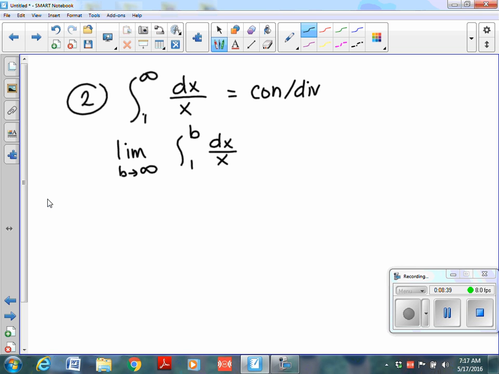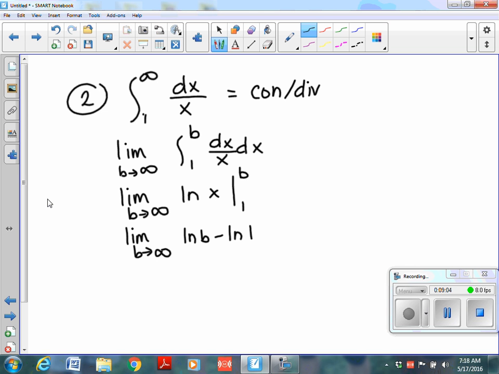The next thing I'm going to do is find the limit as b approaches infinity. And this is 1 over x, and when you integrate 1 over x, you get the natural log of x from 1 to b. Then the limit as b approaches infinity of the natural log of b minus the natural log of 1. The natural log of 1, most of you know, is 0. So the only thing left is the natural log of infinity, and the natural log of infinity obviously is infinity. So definitely it diverges.